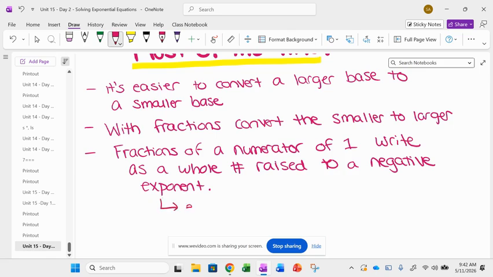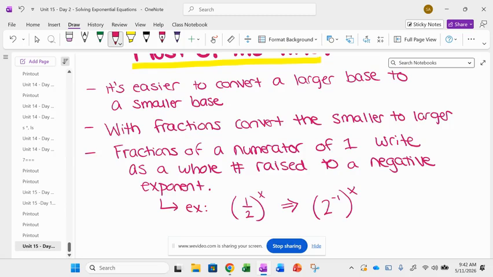An example of this would be if I have 1 over 2 raised to the x power, it's better to change this to 2 raised to the negative first power, raised to the x. So when we have a fraction with a numerator of 1, it's best to change that to a whole number raised to a negative power.